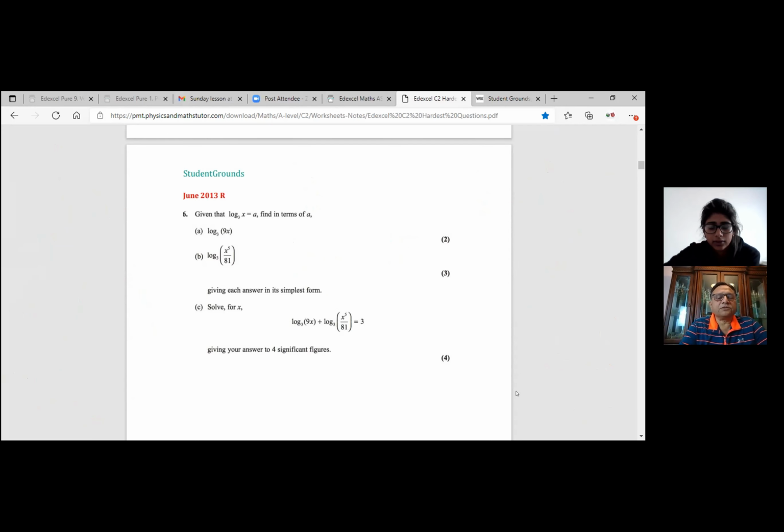Now, can you take up the next question? What is part C? Okay, C is a combination of the previous two. Solve for x, where log 3 of 9x plus log 3 of x to the power of 5 divided by 81 equals 3, giving your answer to 4 significant figures. So first, part A, what result did you get? Log 3 of 9x, what result was there? 2 plus a.